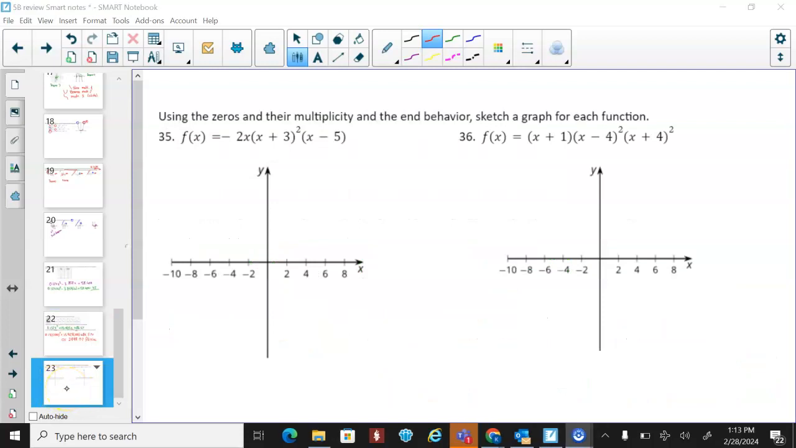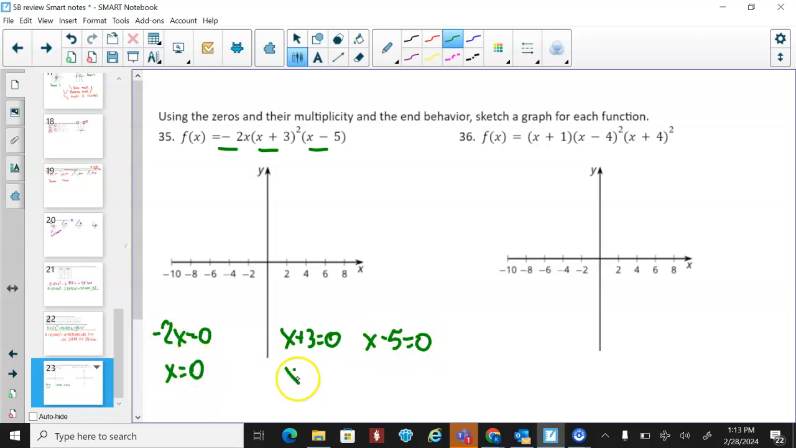All right, now the last question right here says using zeros and their multiplicity and the end behavior, sketch a graph. Well, first of all, you're going to set all these things equal to 0. So negative 2x equals 0, x plus 3 equals 0, and x minus 5 equals 0. If we set them equal to 0, x will equal 0, x will equal negative 3, and x will equal 5. These are my zeros, my x-intercepts. So at 5, at negative 3, and at 0, okay? These are my 3 zeros, okay?